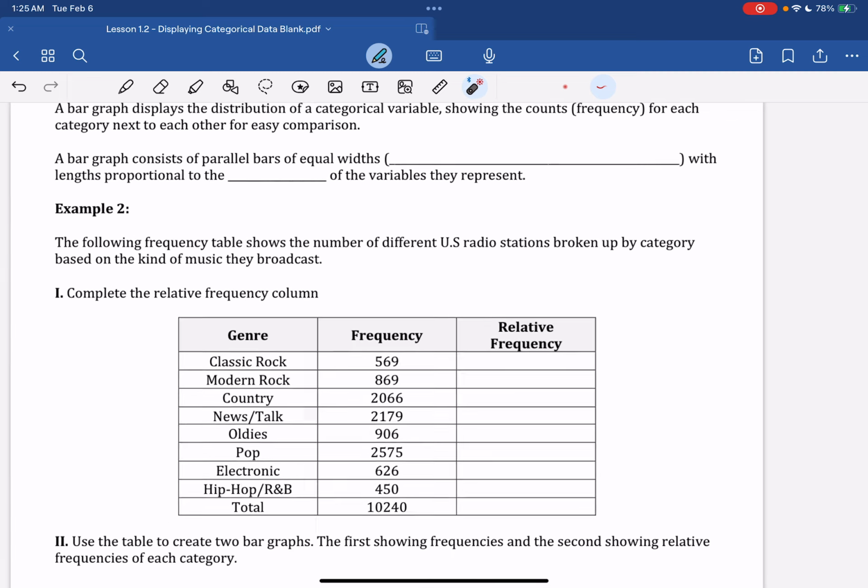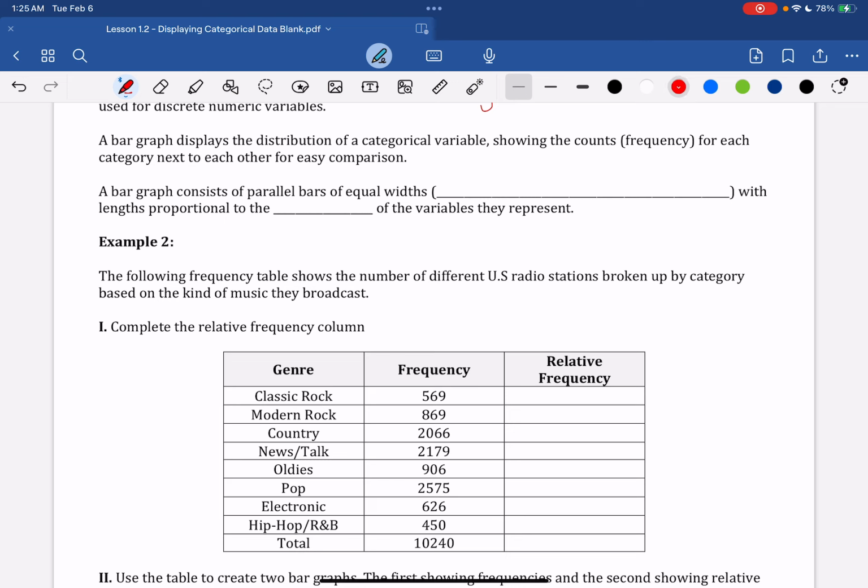A bar graph consists of parallel bars with equal widths. An important piece here is that they have a space between each bar, with lengths proportional to the frequency of the variables that they represent. So we know that we can build frequency tables and we can build relative frequency tables. If we are going to be working on these together, we're going to work on each of these pieces.